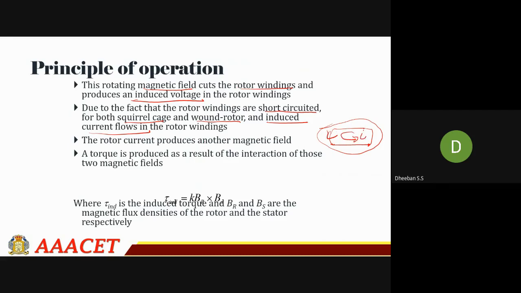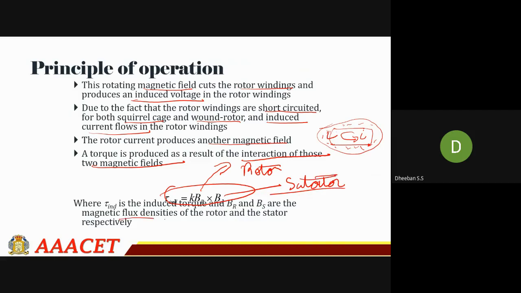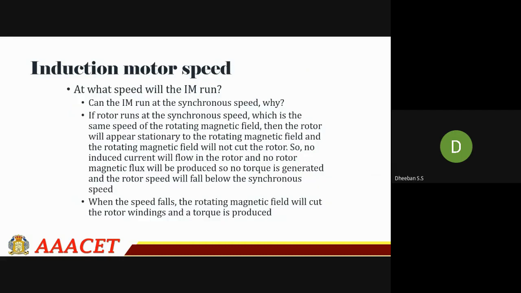The rotor current will also produce another magnetic field. A torque is produced as a result of the interaction of the two magnetic fields. So this is your torque. Here BR represents the rotor magnetic field, whereas BS represents the stator magnetic field. That is, the stator magnetic flux density and the rotor magnetic flux density.